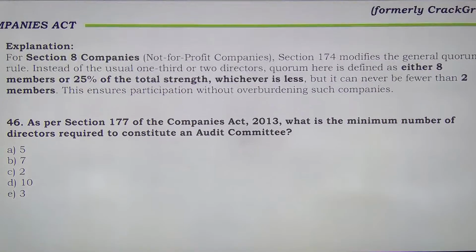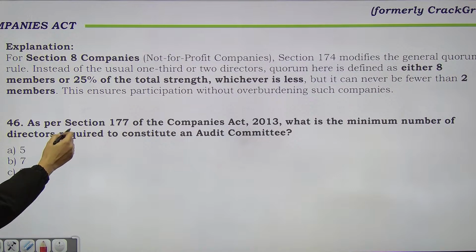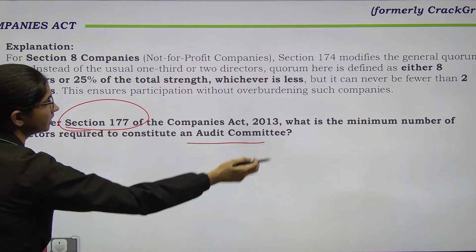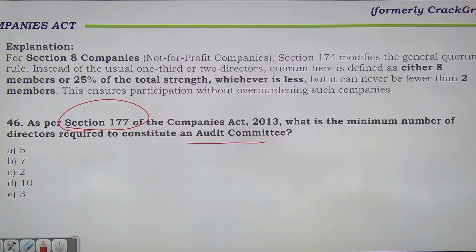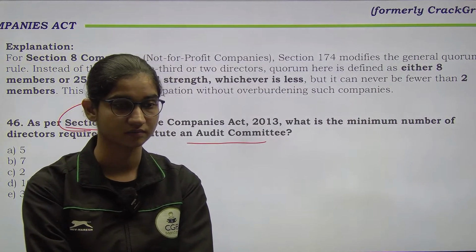Only 4-5 questions are left. Okay, so here they are asking you, as per section number 177 which talks about the audit committee, what is the minimum number of directors required to constitute an audit committee, okay. Option A is 5, 7, option C is 2, option D is 10 and option E is 3. So the minimum number of directors required in order to form an audit committee, that is what the question is trying to ask you. Please try to answer it.